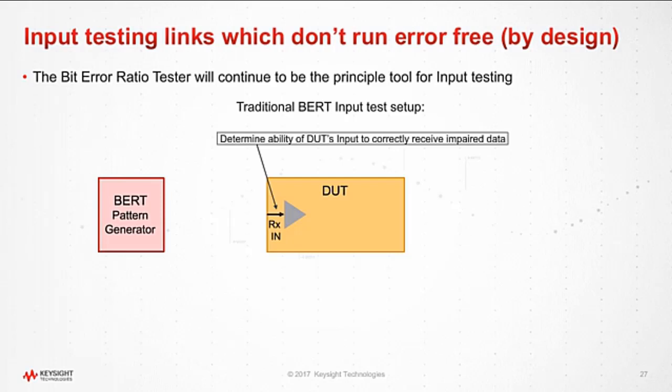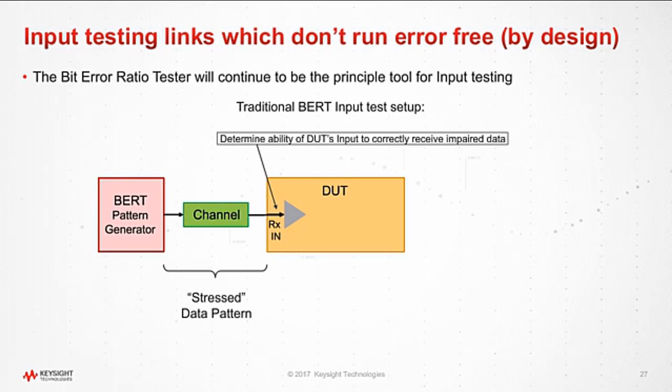BERTs have two halves. They have a pattern generator and an error detector. The pattern generator's job is to create a data pattern that is stressed, which means that the impairments are calibrated. We have various mechanisms in the BERT to put noise and jitter stresses into the signal, and quite often we need an external channel or an ISI in the test setup, which could be a circuit board trace. Then that stress signal goes into the input that we're testing.